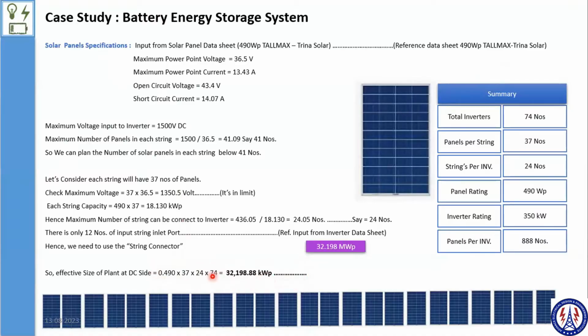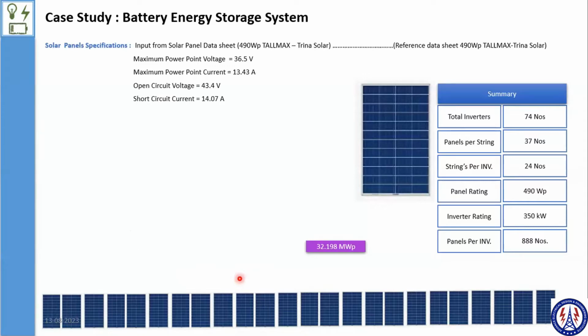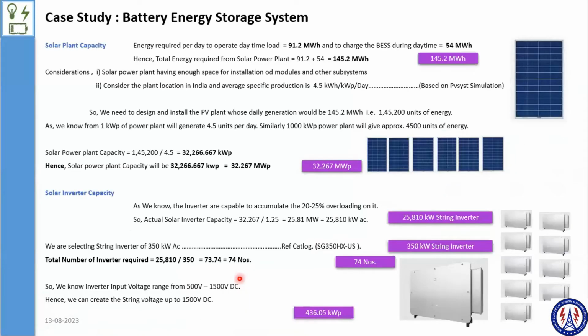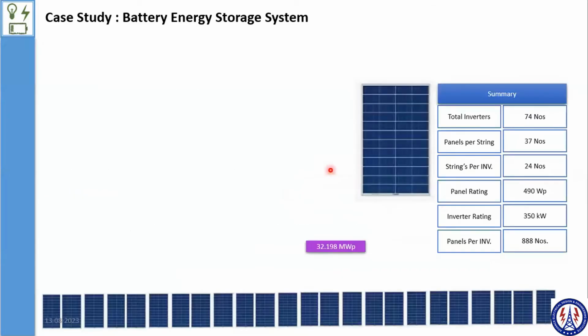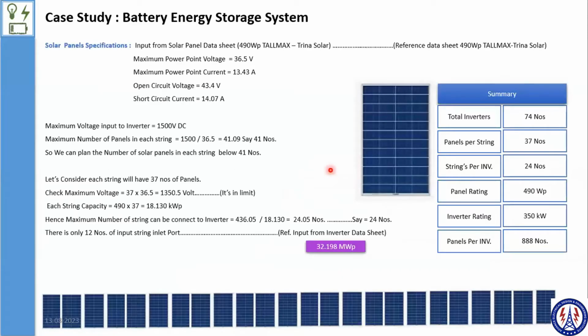So this is the exact DC. Initially, how much did it come to? Here, 32.1988 megawatt, right? Initially, how much was it on the last page? 32.67, correct? Close enough. And on the next page, it is 32.198. So if you reduce it, the difference is not much.